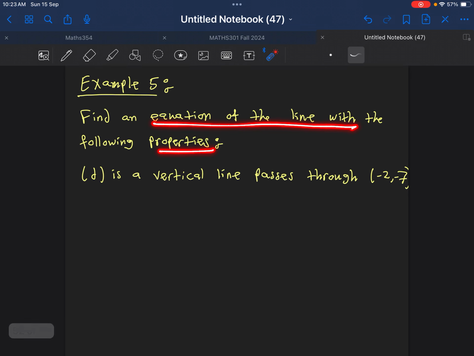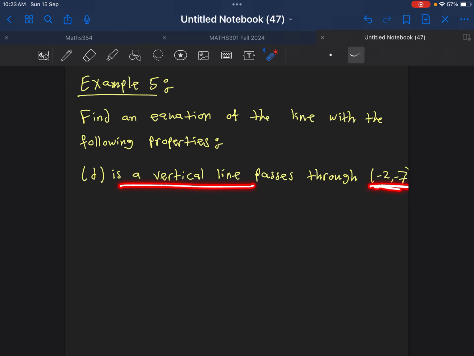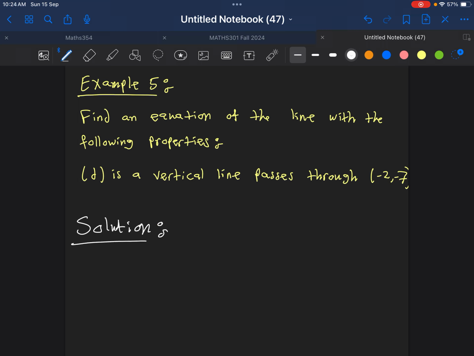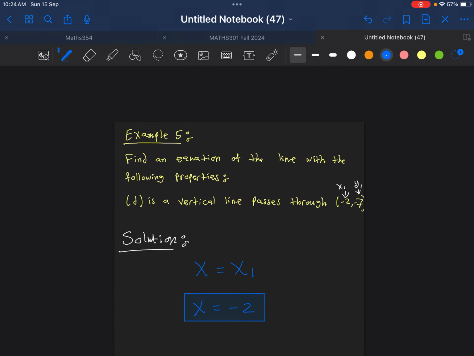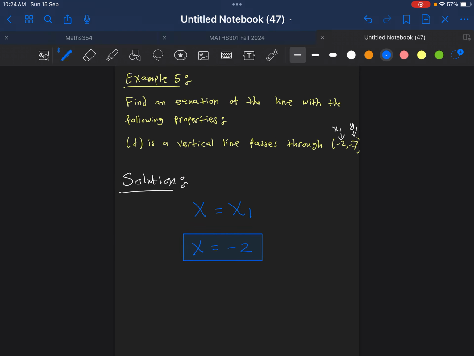Next question. Find the equation of the line with the following property. It is a vertical line, passes through this point. Now, if it's a vertical line, it is one of our special cases. And you remember, if we have a vertical line, of course, this will be x1, y1. A vertical line has no slope, and that's why, clear in the question, he didn't give me a slope. All you need to do is write x equal to x1. So the final answer will be x equal -2. And that's how we find the equation of a vertical line.